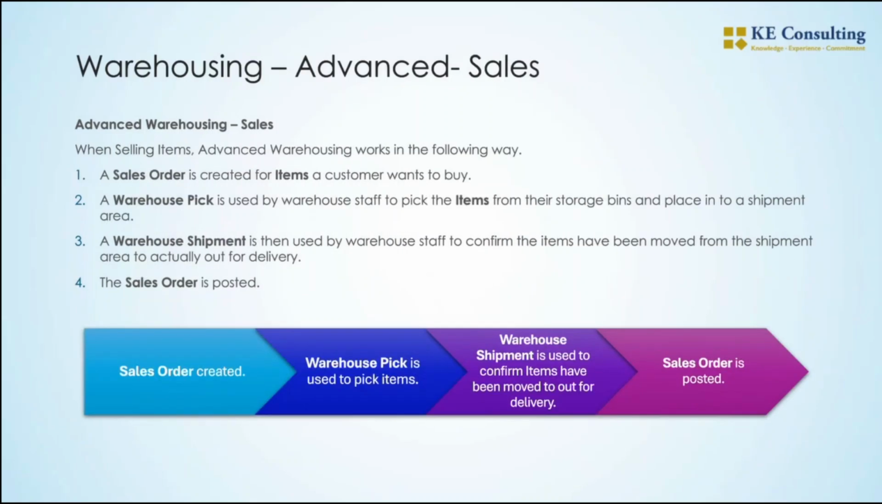When selling our items to a customer, a sales order is created containing the items that we're selling. A warehouse pick is then used by warehouse staff to pick the items from their storage bins and confirm they have been placed in the shipping area. A warehouse shipment is then used to confirm these items have been moved from the shipping area to actually out for delivery. This can then be posted, and so can the sales order.